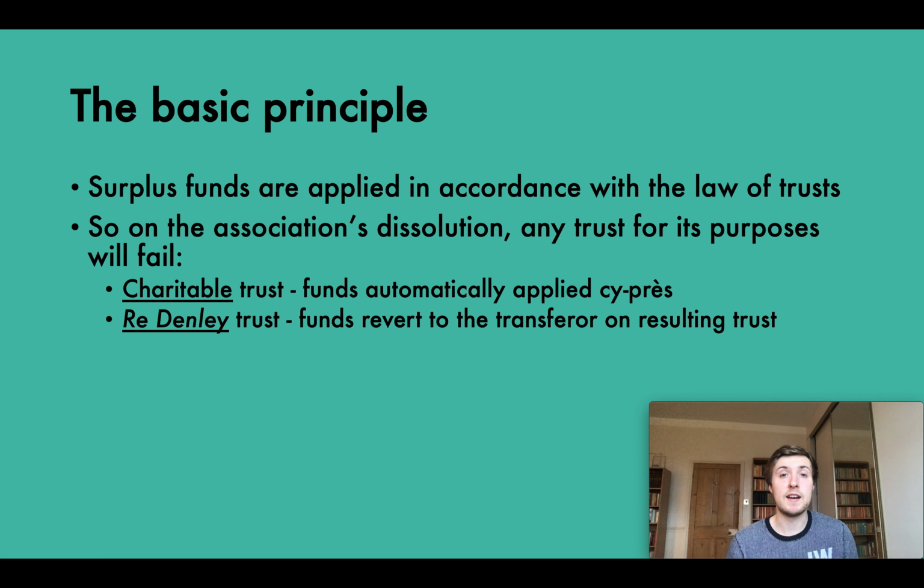And then the Denley trust. Funds revert to the transferor on a resulting trust. So on the other hand, if the trust for the association's purposes is a Denley trust, any surplus funds will revert to the transferor on a resulting trust. So any surplus money will be transferred back to the person who originally transferred property in the first place. In other words, the person who originally set up the Denley trust.